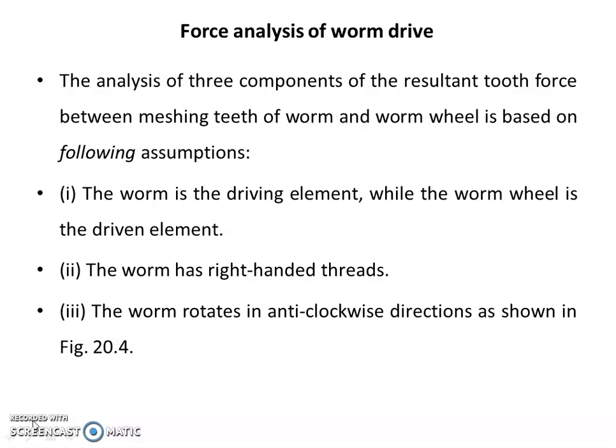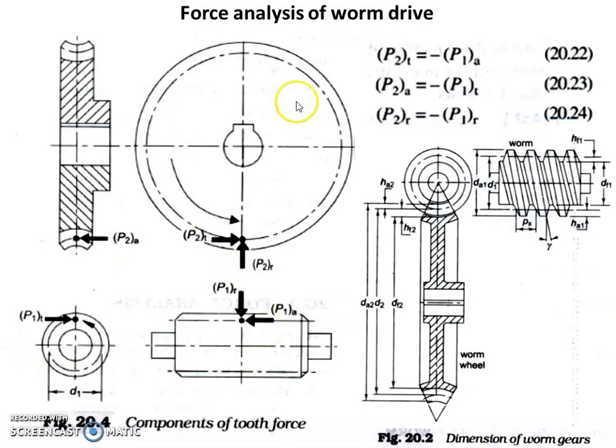During the last lecture we have seen the assumptions in case of force analysis, and inside that force analysis assumptions we have seen that worm is the driving element and worm wheel is the driven element. Worm has right-handed threads, and worm rotates in anti-clockwise direction, as we have seen on this particular figure. So this is about worm and worm wheel.